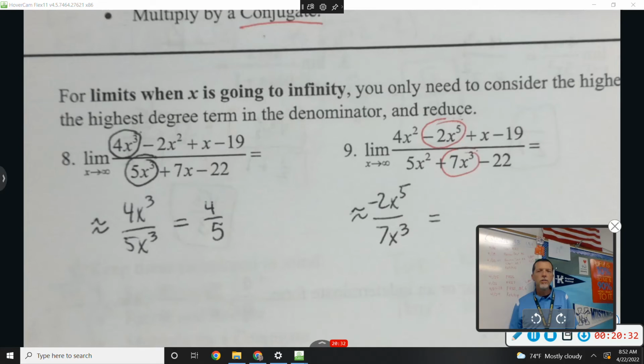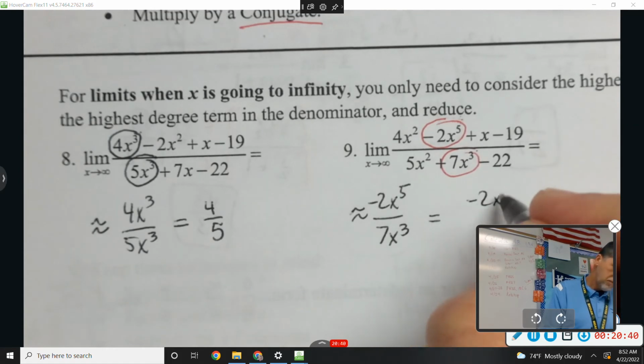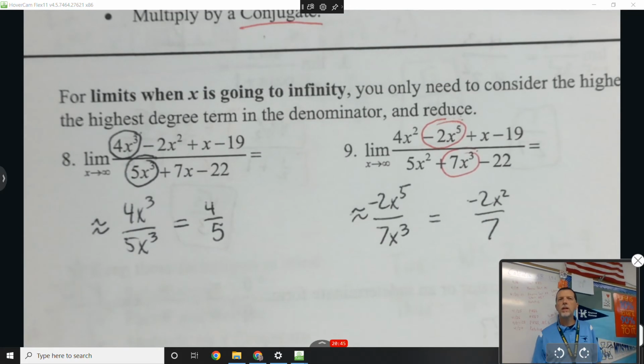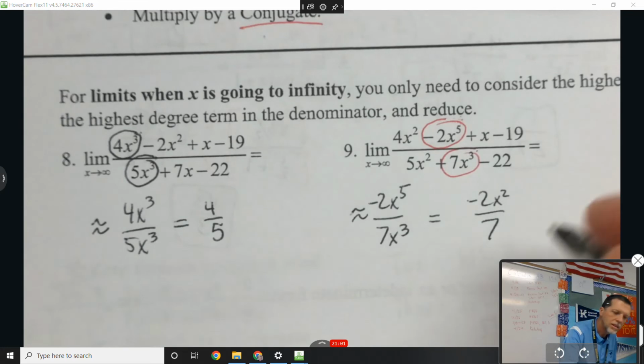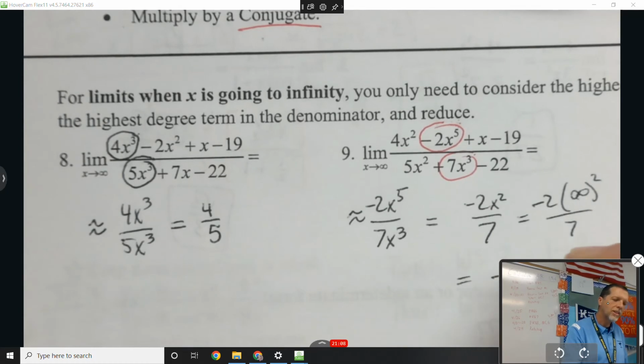So if I plug in a really big number for x, maybe I should reduce this. Yeah, negative 2x to the second, and 7 on the bottom. Sure, we can do that. So what happens if I plug in a really big number? What happens to negative 2x squared over 7? What is it doing? Is it getting really big, really small? Yeah, negative 2 times 5 gazillion squared over 7. We're headed to negative infinity.